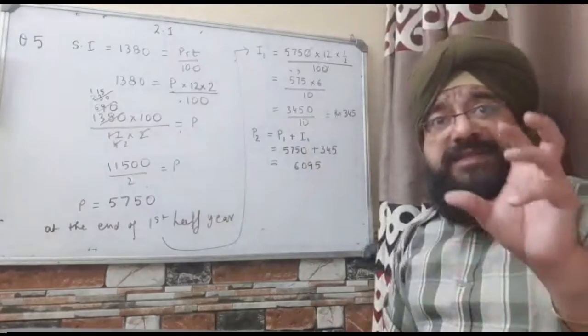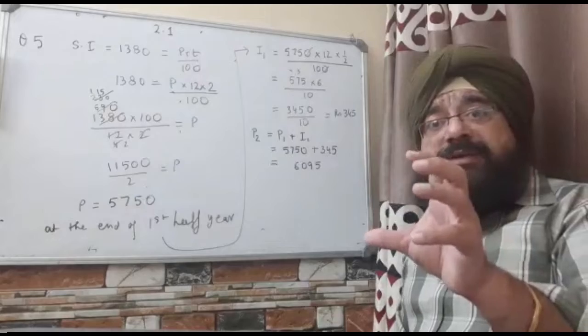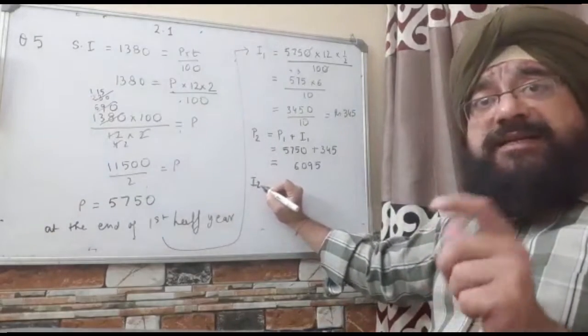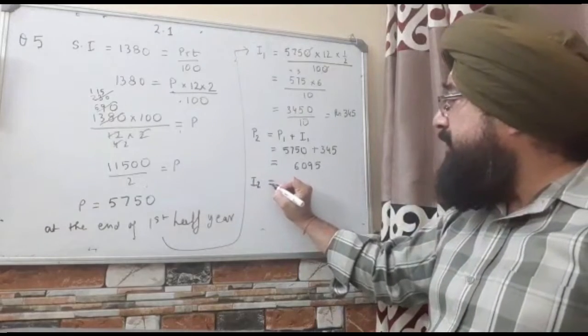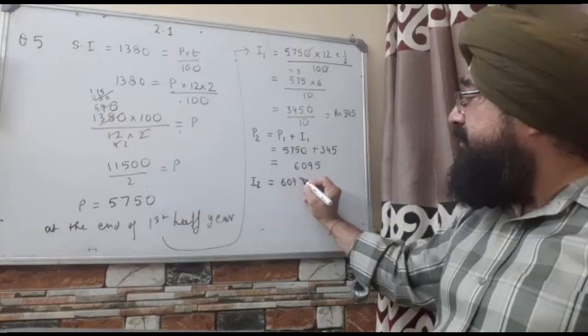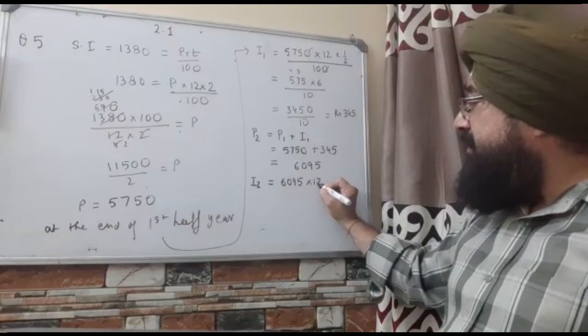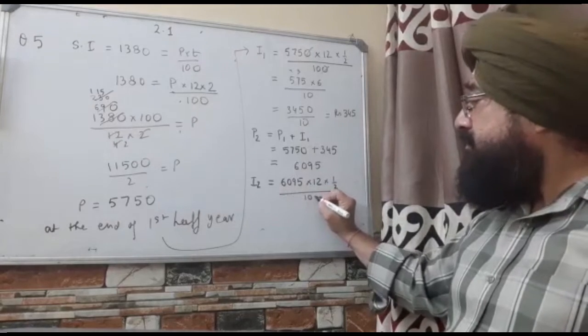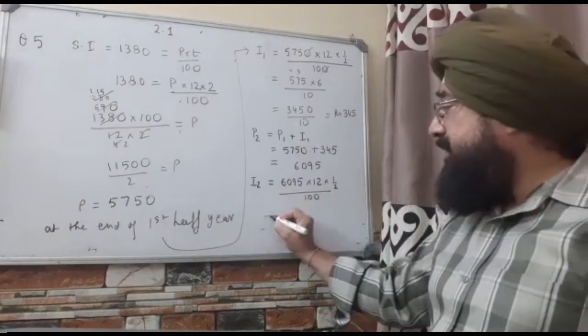This was the principal for the second half year, second time period, second half year, and therefore I need to calculate interest for the second half year, and that comes out to be again PRT upon 100, but P this time is 6095 into rate. Again, if I am putting 12, then time is half year over 100. So this becomes equal to what?